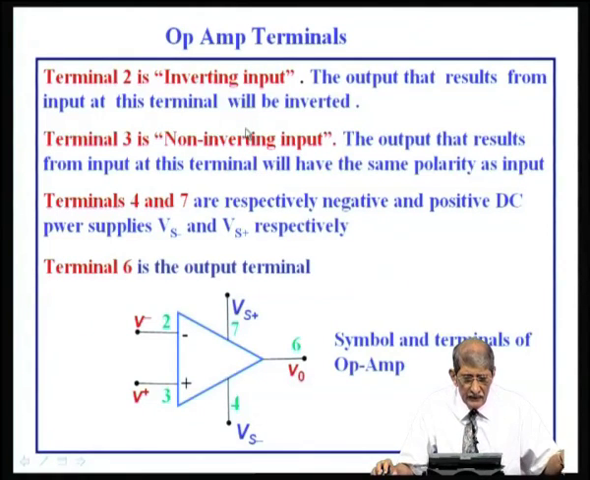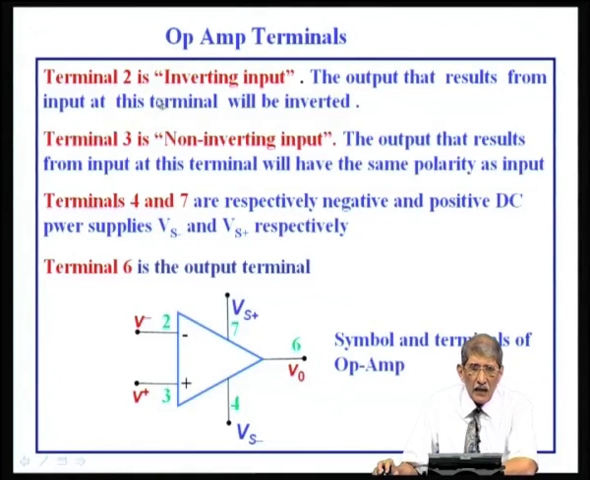The most important terminals, I have marked as 2, 3, 4, 6 and 7. 1, 5 etc. are other terminals which I am not showing. Terminal 2 is the inverting input. The output that results from the input at this point will be of opposite polarity. For example, if I apply plus 1, there will be minus 1 here. Terminal 3 is the non-inverting input. The output that results from this has the same polarity. If I apply plus 1 here, it is plus voltage here with an amplification.